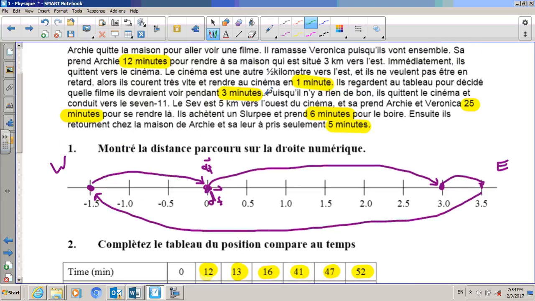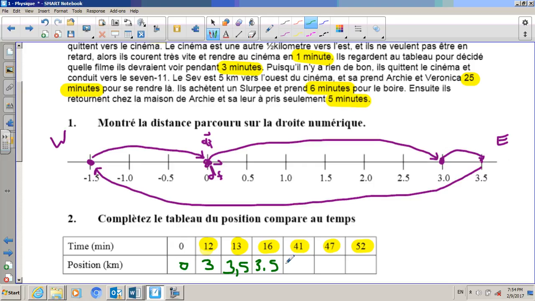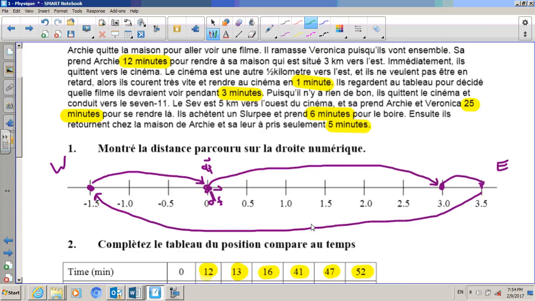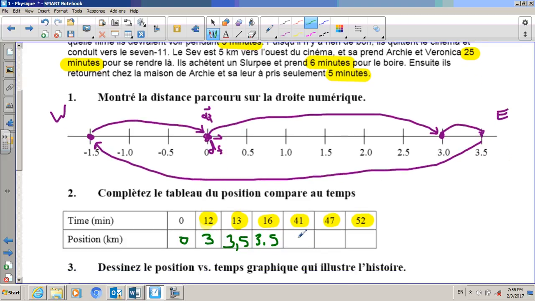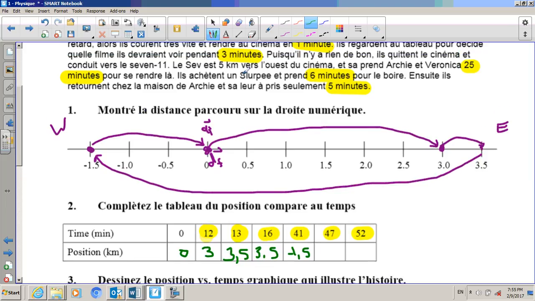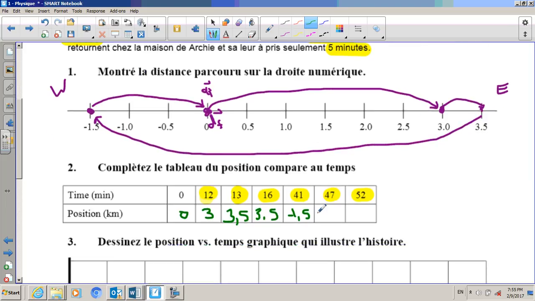Ensuite, qu'est-ce qu'ils font pendant 25 minutes? Il n'y a rien de bon. Il quitte le cinéma. Il va au 7-Eleven. Ça le prend 25 minutes. So, ce grand trajet ici, c'est 25 minutes. Ils sont maintenant à négative 1,5. OK. Il rachète un Slurpee. Ça prend 6 minutes pour le boire. Alors, il ne se déplace pas. Ensuite, il retourne chez Archie à 0. There you go.